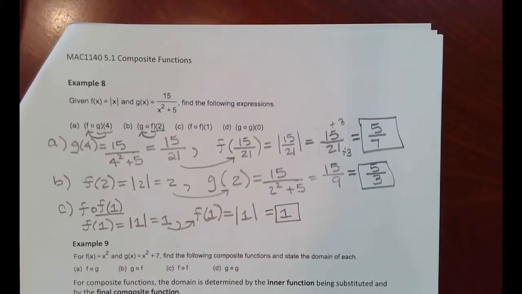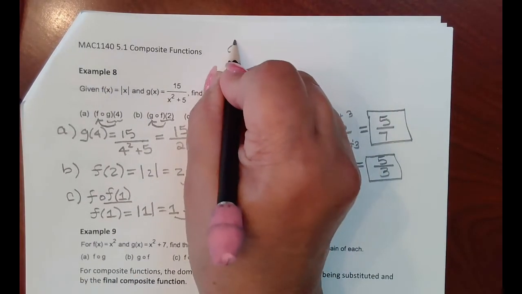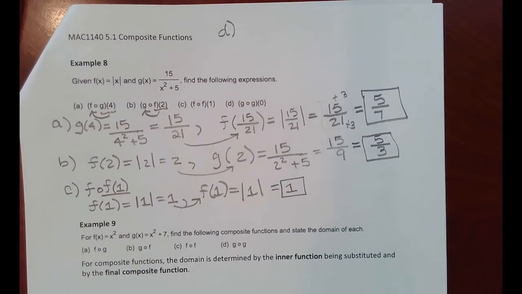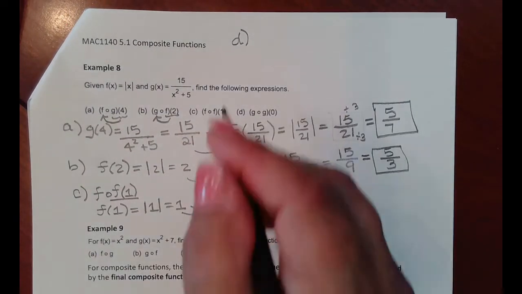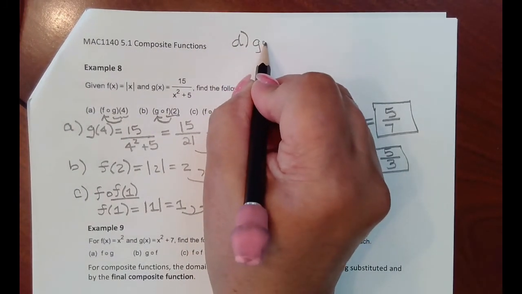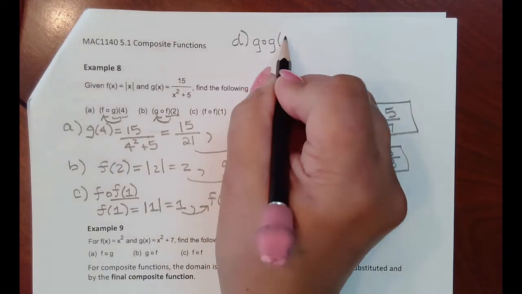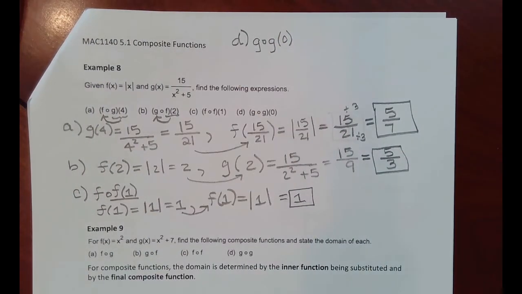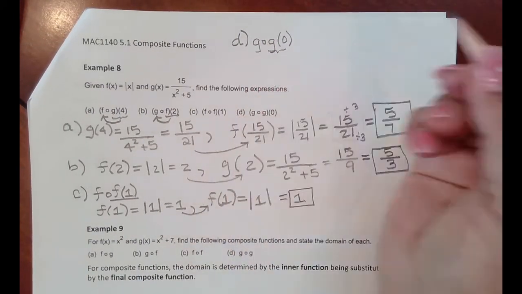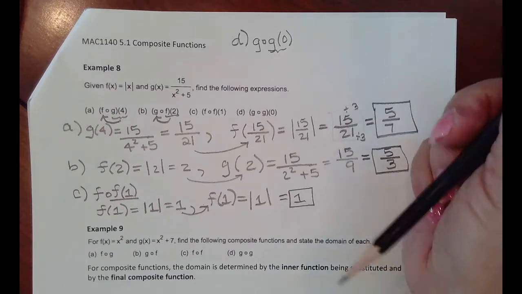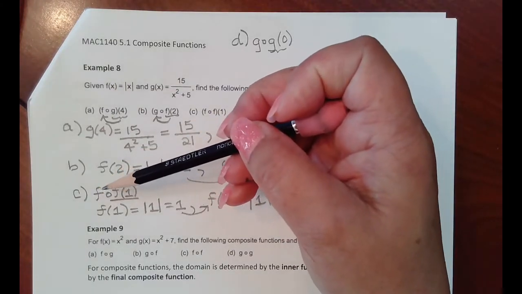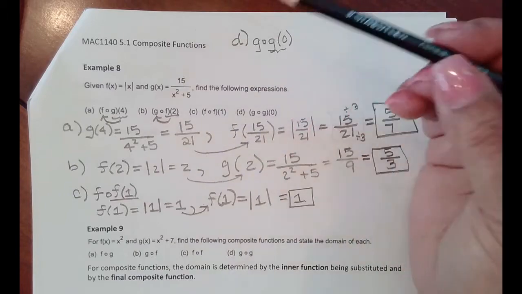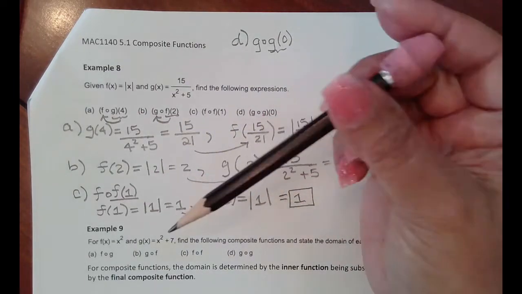Okay, so part D for this problem, I'll do it up here. In part D we're doing G composed of itself. And you don't always get the same value the first and the second time. This just turned out like that in that particular problem, but let's go ahead and do this one so that you can see that just because you're doing a composition of two functions in and of themselves, you don't get the same value both times all the time.